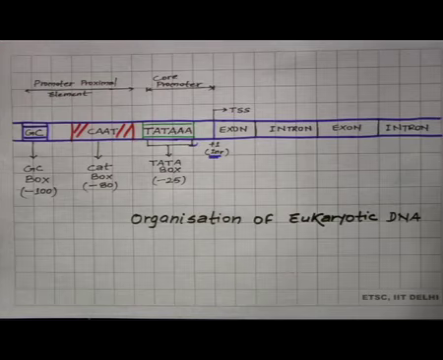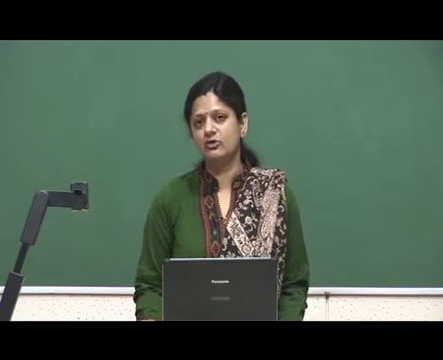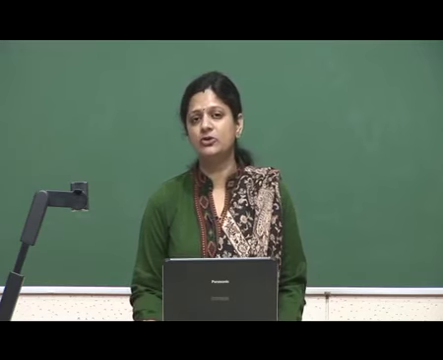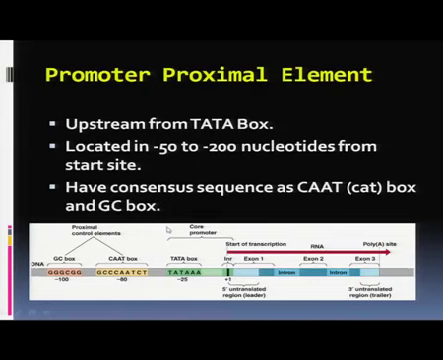So, this is how we can recognize, and even how the RNA polymerase recognizes, the promoter of eukaryotic DNA. The eukaryotic DNA has two specific regions in its promoter, one is the core promoter and another is the promoter proximal element. In the core promoter there is the TATA box, and in the promoter proximal element there is the CAT box and GC box.